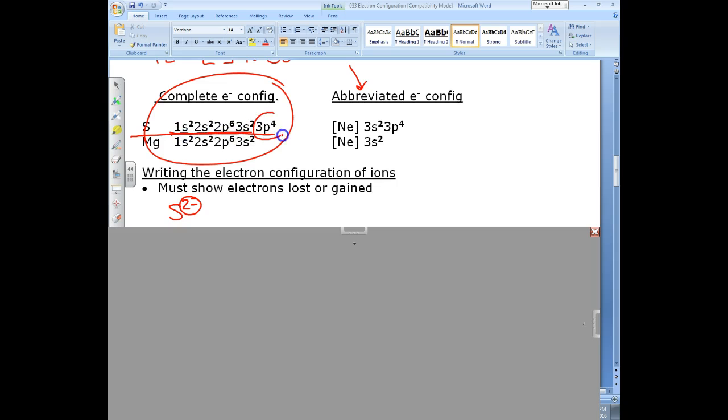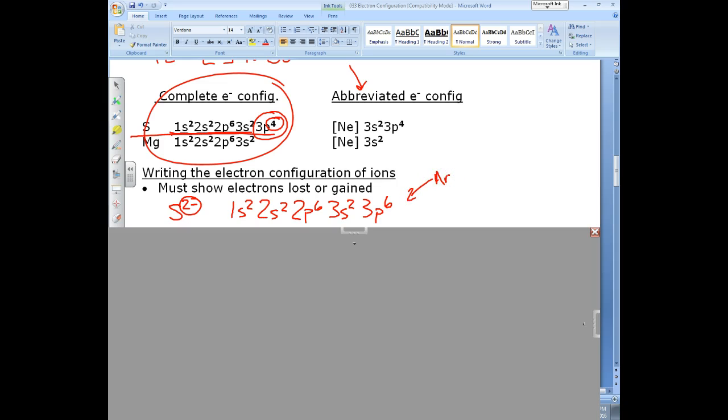This 3p4 is not full, so we're going to add these 2 electrons onto that, and that is going to make the electron configuration for this ion 3s2 and then 3p6. I've just added 2 to the 4 that were already there. Now, if you look at the periodic table, this is the electron configuration of argon. Argon is a noble gas.